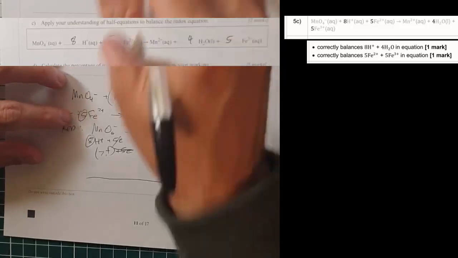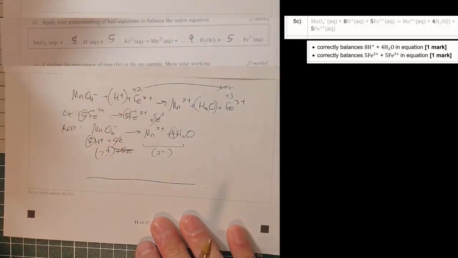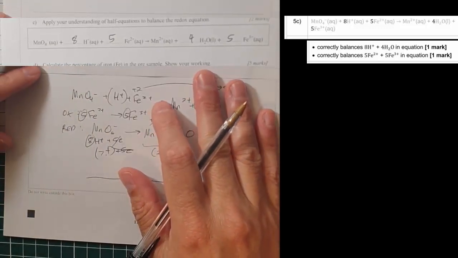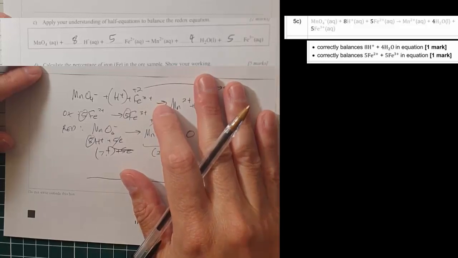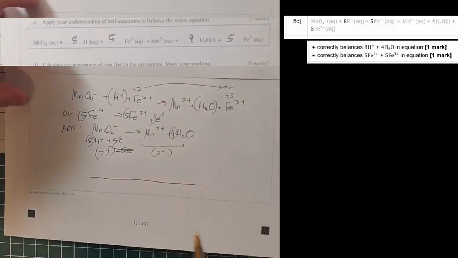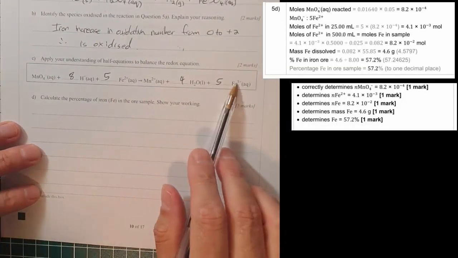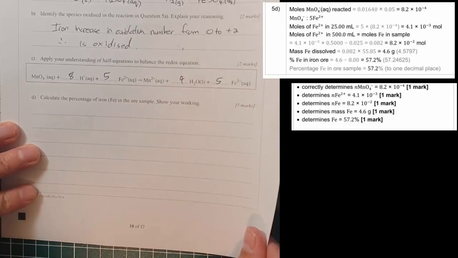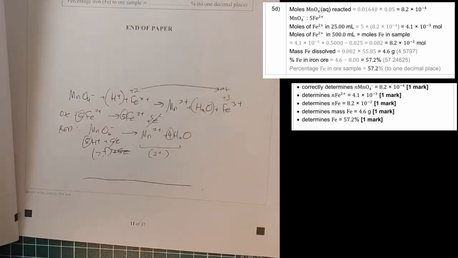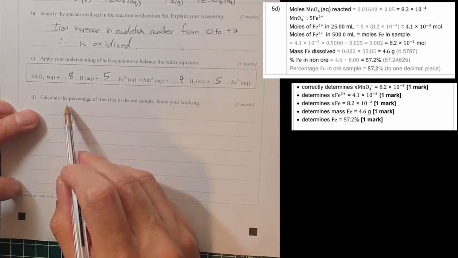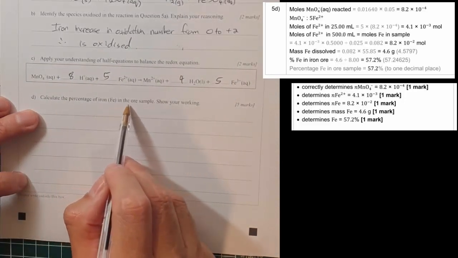That's kind of crazy. All right, what does the mark scheme say? Correctly balances 8 and 4 in the equation, and then 5 and 5. So bizarre. No working for that. That's bizarre. Okay, anyway, so we got it right by doing the proper method and the proper working, which is over here. Whatever. Okay, calculate the percentage iron in the ore sample.